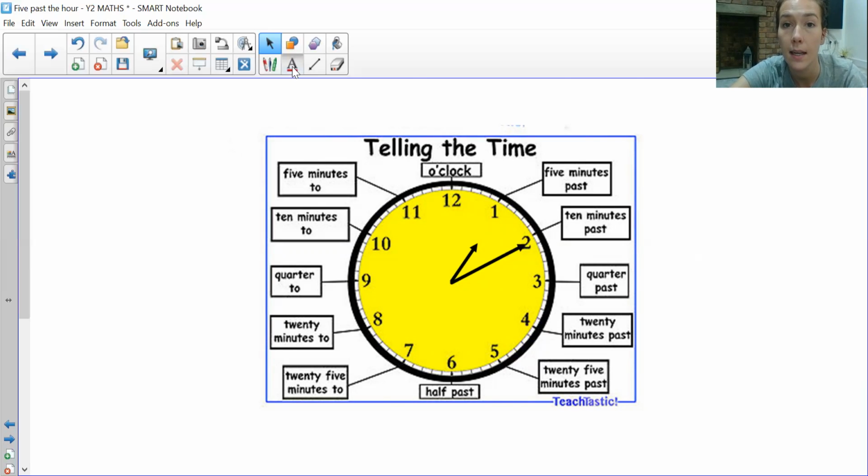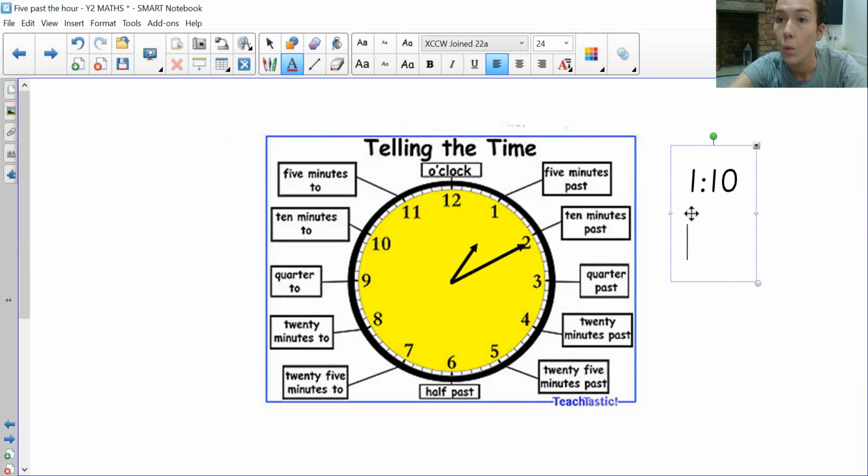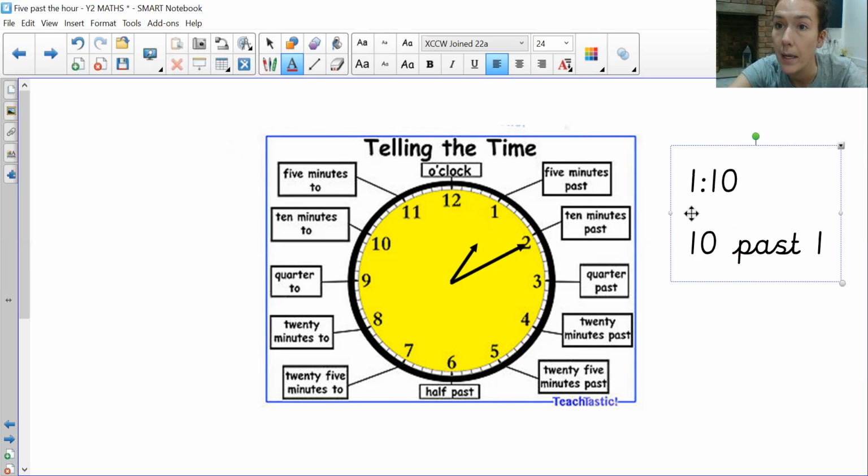So let's write it together. So in digital, it can be 1:10. And then we can also write it as 10 past 1. 10 minutes past 1 or 10 past 1. Let's have a look at the next one together.